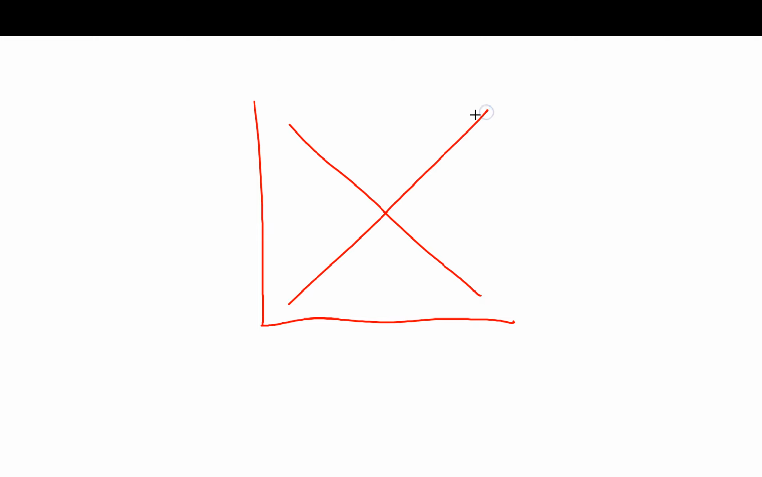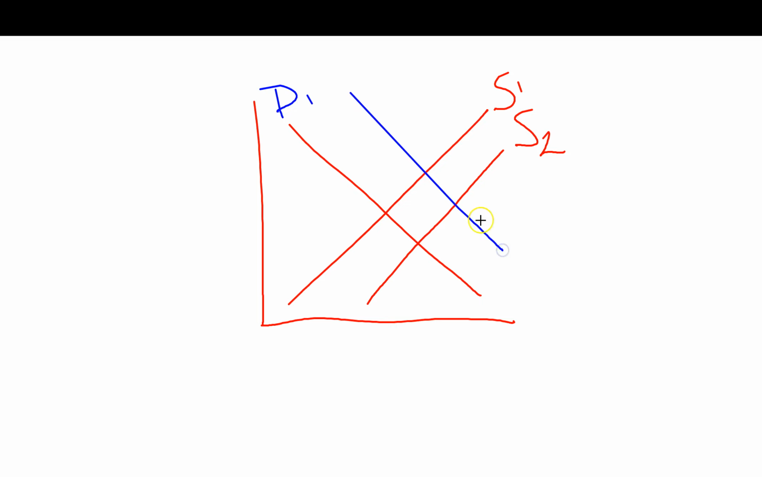So let's say I have an increase in supply. So here's my supply curve. An increase is a shift to the right, 1 and 2. And I have an increase in demand. Let me change the color. And here's my demand curve 1, and I have an increase in demand. So let's say here's my new demand curve.